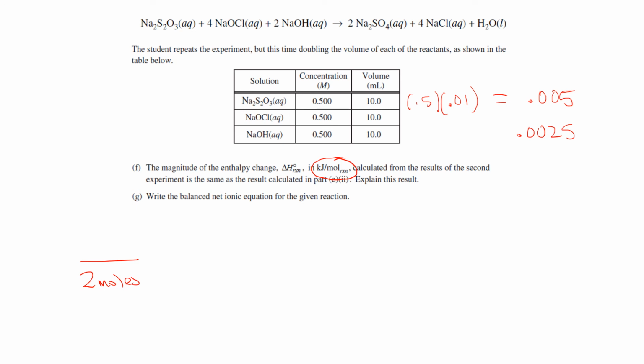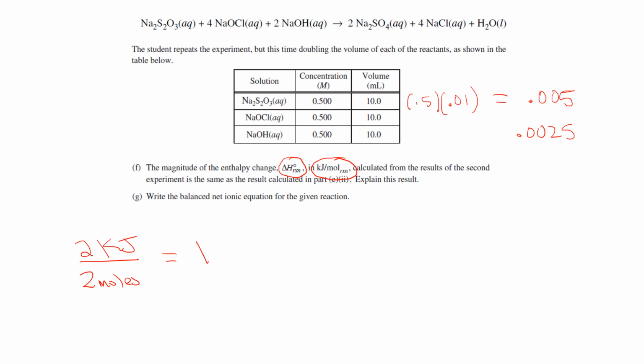Heat is an extensive property, so if you change or increase the amount of the substance, you are going to do the same to the amount of heat either absorbed or released. And since this is a ratio, the delta H of the reaction, or the enthalpy change, is going to remain the same. So that answers part F.